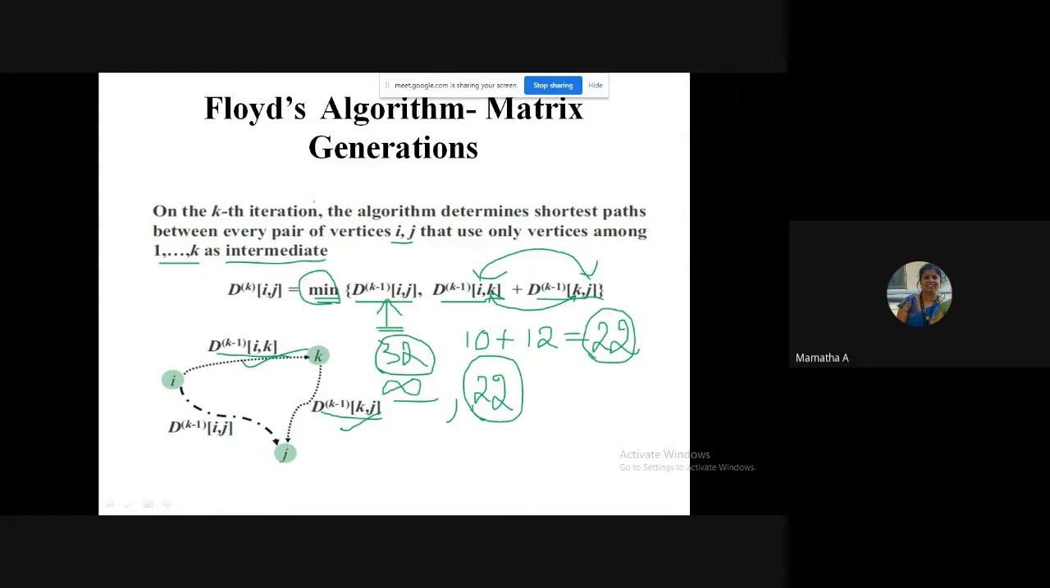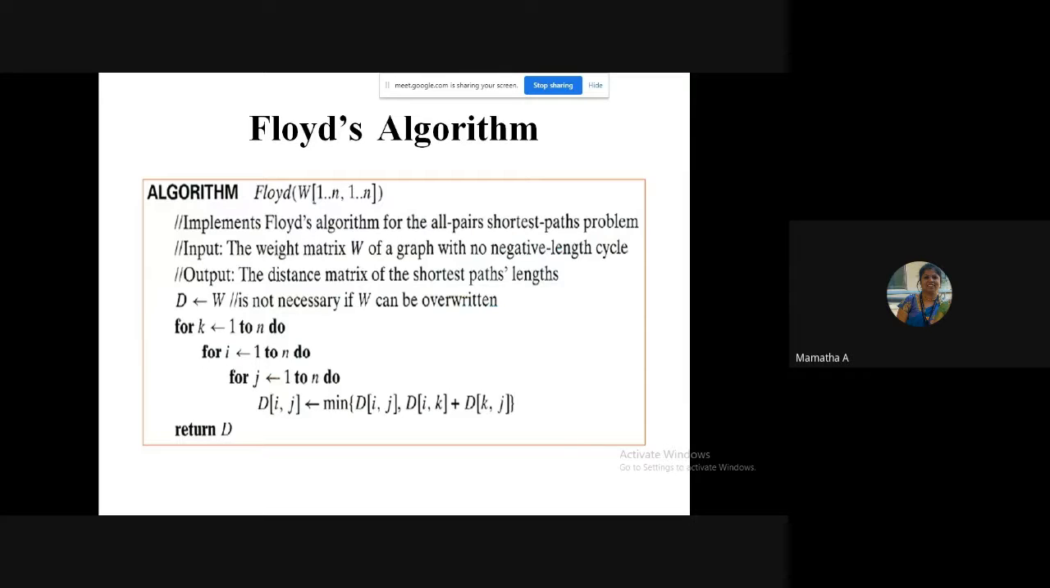Right? Now, writing the algorithm becomes quite simpler. Instead of A, I have to write W, because W is my weighted matrix. This implements the all pair shortest path problem. So the weight matrix I have to write. No negative length cycle means you should not have negative weights. Usually we don't give that. Then the output is the distance matrix. Sometimes they call it the distance matrix, shortest distance matrix, or APSP, all pair shortest path matrix.